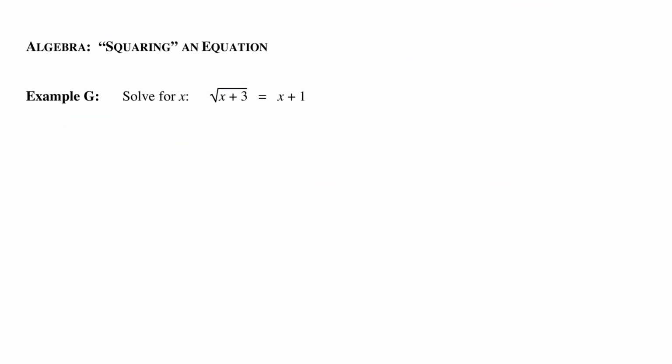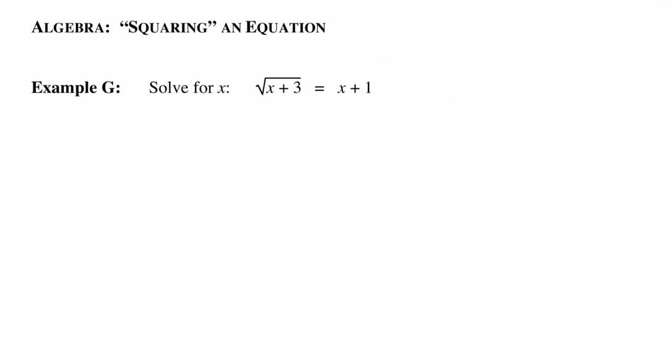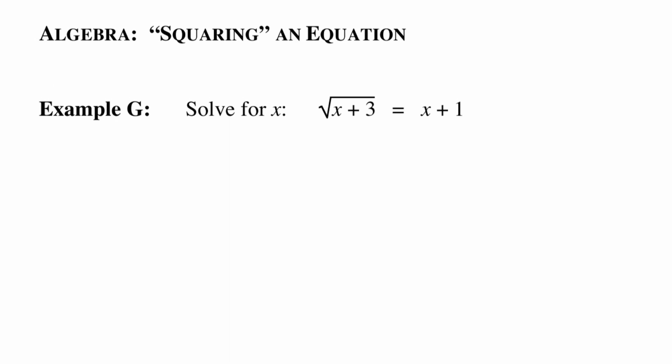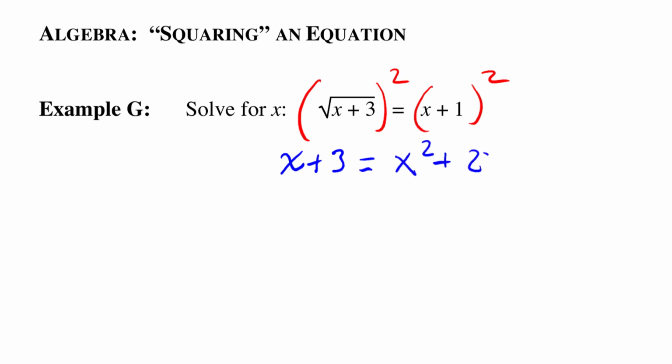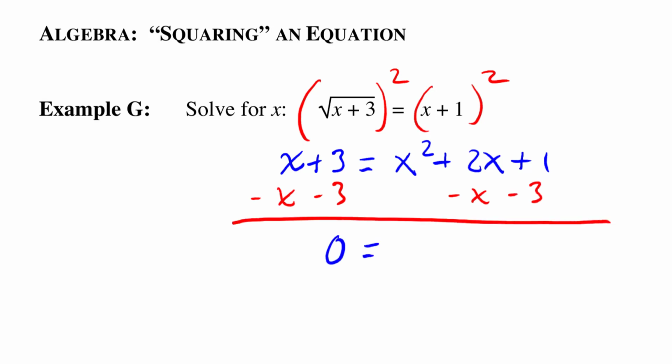Okay, we're going to do an algebra example about squaring an equation. We're not squaring the whole equation, we're just squaring each side of the equation. And we do so because we have a square root. And you can see that when we square each side, we get no more square roots. We have x plus 3 equals x squared plus 2x plus 1. We'll subtract x and 3 from each side, giving us 0 equals x squared plus x minus 2.